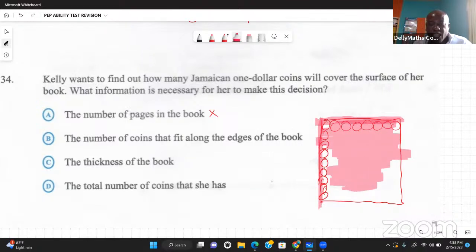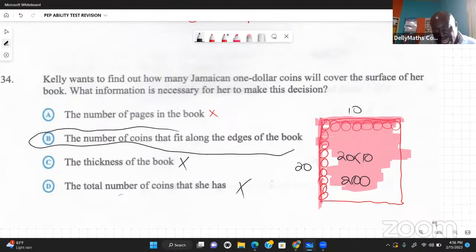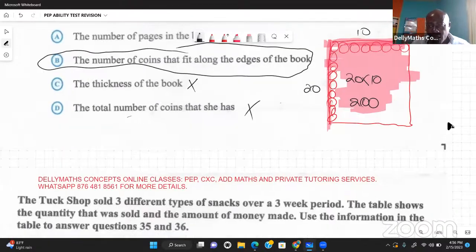I use multiplication. In other words, if 10 feet along here and 20 feet along here, the area is going to be 20 times 10. It can hold 200. And that is the concept of area. I like this. The thickness of the book, no. The total number of coins, not necessarily. The number of coins that fit along the edge of the book can help me. This can help me to know how many, because if I know how much can fit on one page, then I'll know everything else. So B is a very good answer. And they're actually dealing with area right there, right?